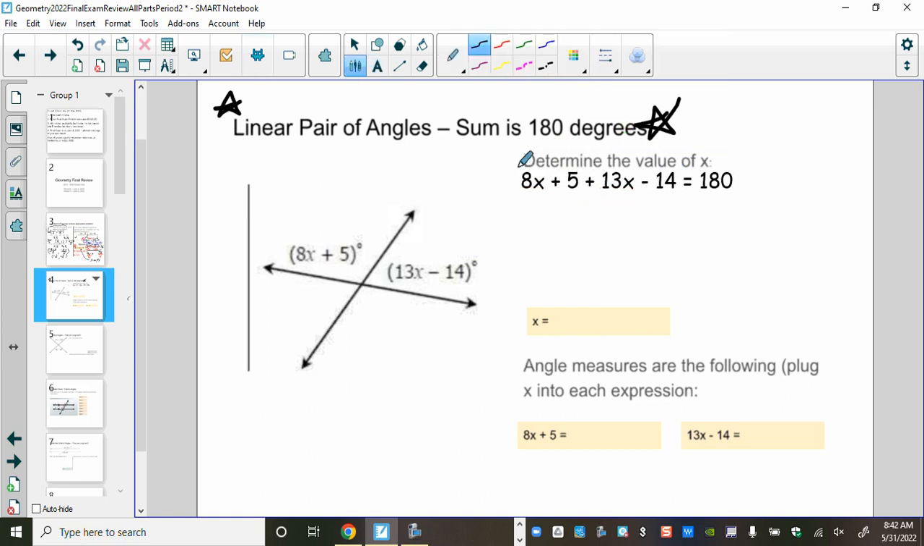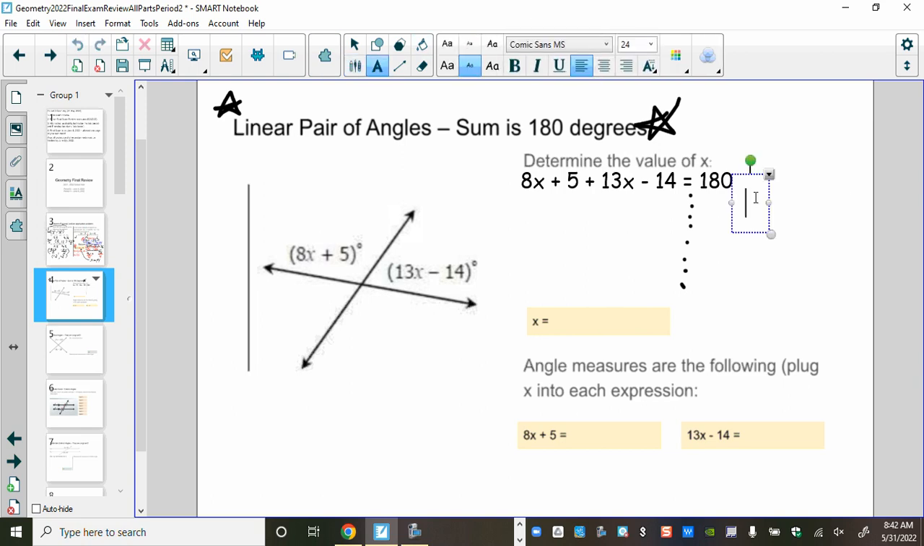Now, other thing, before you move on, can we simplify what's going on up here? I have an 8x and a 13x. They're on the same side of the equal sign. Combine like terms. Okay, so what do we get? Good call. We are going to combine like terms. 21x. You do get a 21x.